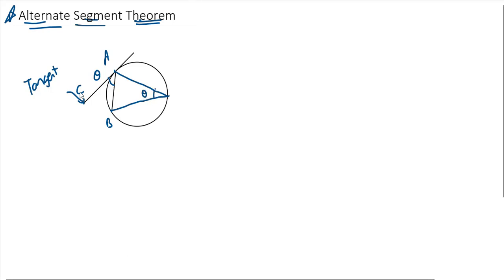Please understand this. The angle subtended by a chord with the tangent, which is this angle, will be the same as the angle subtended by the chord in the opposite segment. In the opposite segment means anywhere on this segment. You can take it here also. So if this angle is theta, this angle will also be theta. You can take it here also. This angle will also be theta. This is a very important concept which will be helpful in solving a lot of problems based on circles.